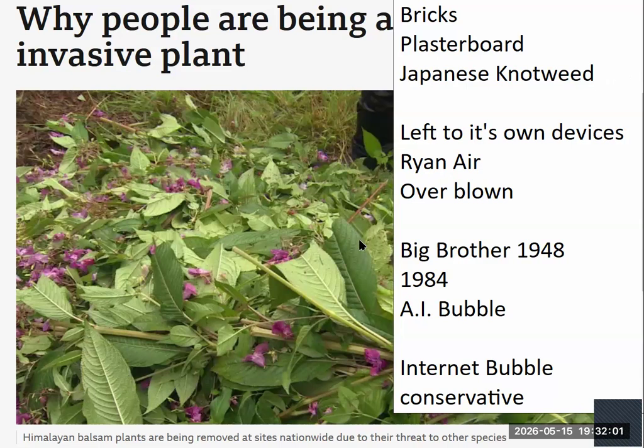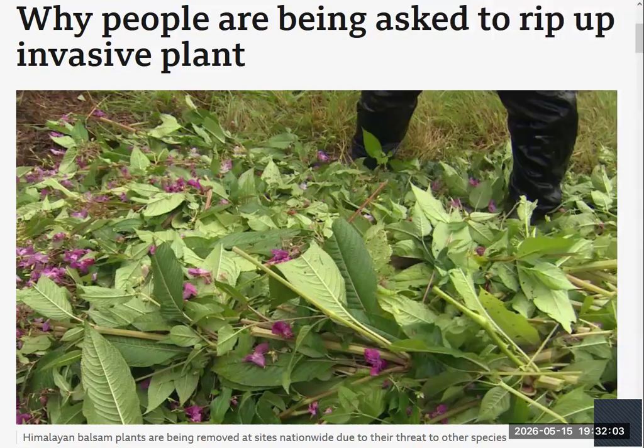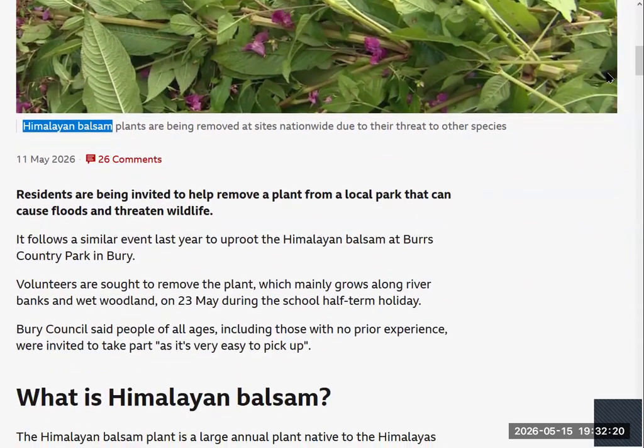But with Himalayan balsam, this one, it's not quite so bad. That's my understanding. I'm not an expert. That doesn't mean it's a great plant to have, but it doesn't grow quite so invasively as the Japanese knotweed. So maybe if we read a little bit more about it, we'll hopefully learn a bit more too.